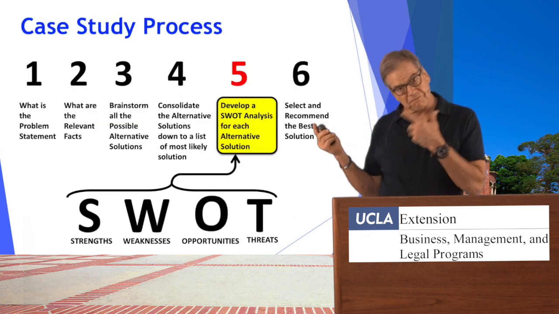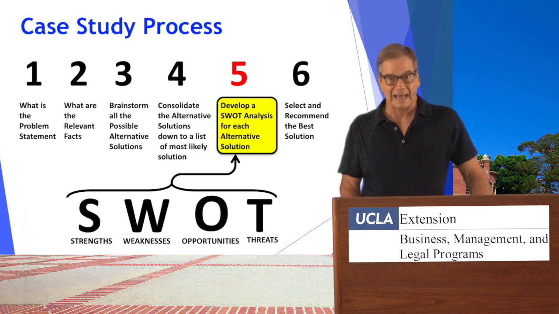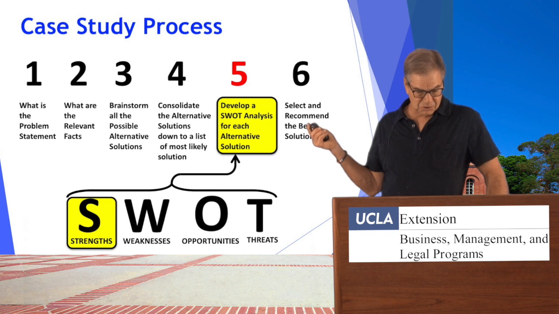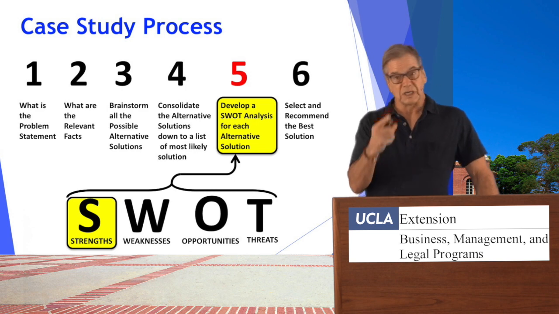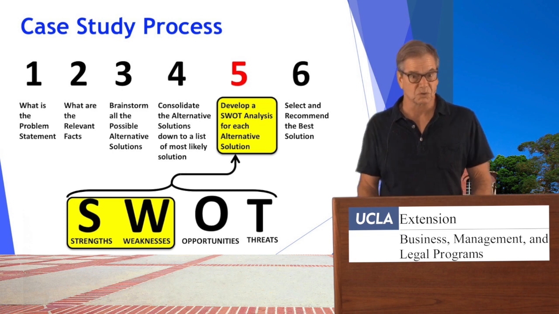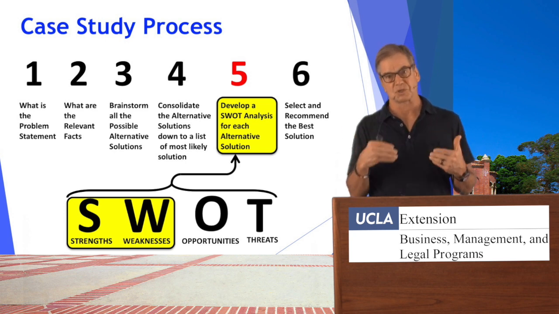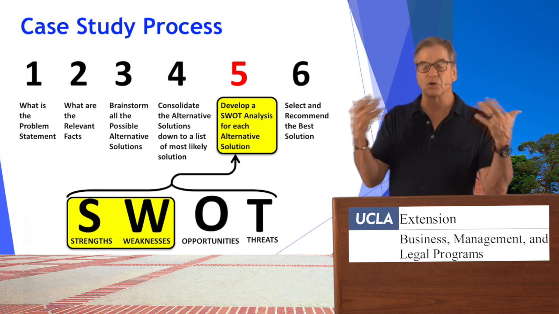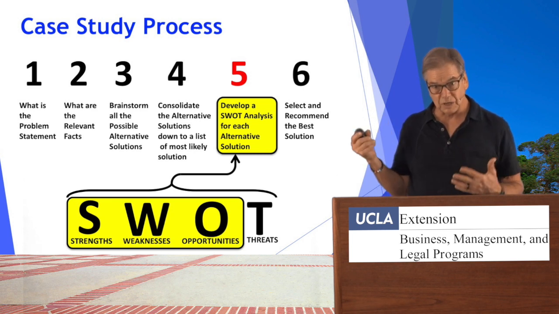And one of the ways we can figure that out is to now take these three or four solutions and develop a SWOT analysis on them. We want to take each solution and identify the strengths and the weaknesses of each of the three or four solutions. Strengths and weaknesses deal with internal issues of you, or the business if it's a strategic planning process. These are internal issues. And then opportunities and threats are external issues.